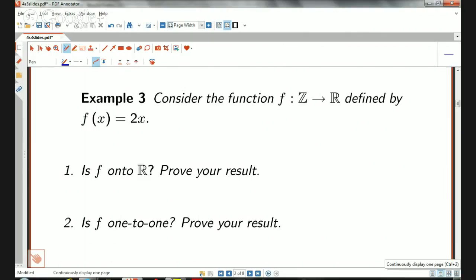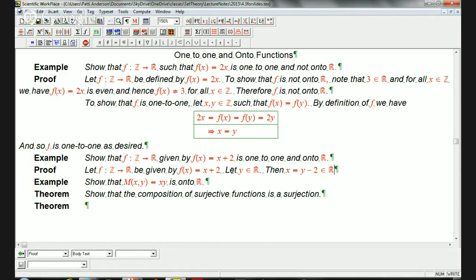Okay, let's look at an example. Let's consider the function that takes the reals to the reals, defined by f of x equals 2x. Is f onto the reals? Well, if it is, then let's choose some y in the reals. What value of x gets mapped to y? So our scratch work would be, okay, we want 2x equals y. Solve that for x. What would x have to be equal to? How about y over 2? Okay. Well, if x is equal to y over 2, then x is in the reals.